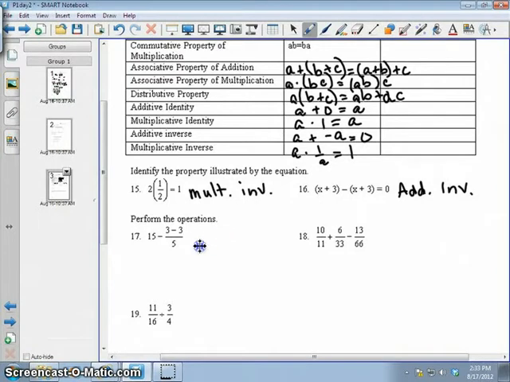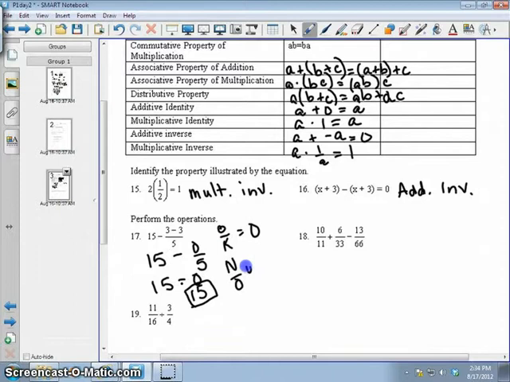Order of operations. When you have a fraction, you need to do the numerator and the denominator first. This is going to be 15 minus 0 over 5. Right here, when you have 0 in the numerator, that is equal to 0. So this whole thing is just 15. Okay, you can remember that because it's okay to have 0 in the numerator, but no way can you have 0 in the denominator. That is undefined.